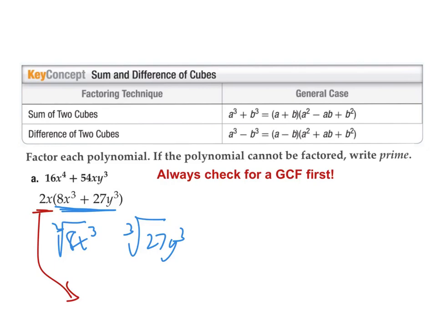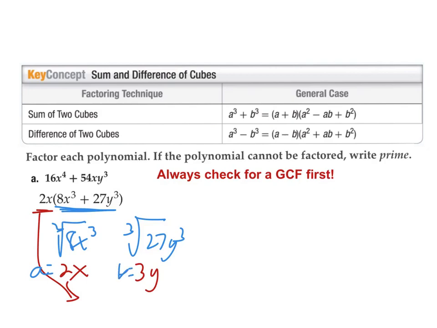Okay? So what is the cube root? And the way I like to do this is I think of what's the cube root of 8? 2. What's the cube root of x cubed? X. So the cube root of this is just 2x. What is the cube root of 27? 3. And the cube root of y cubed? Okay.